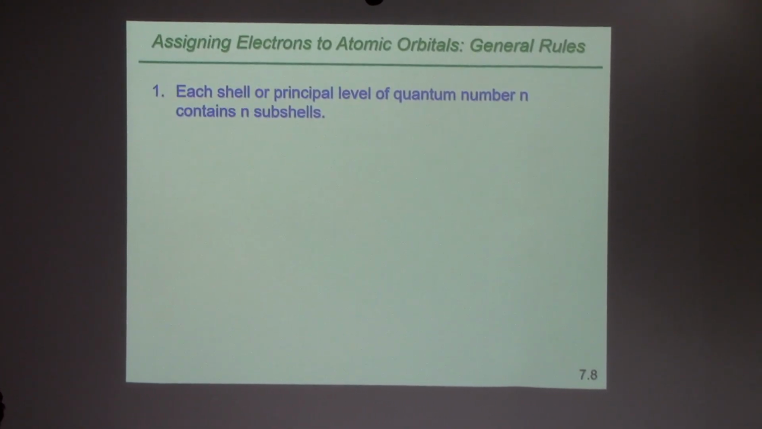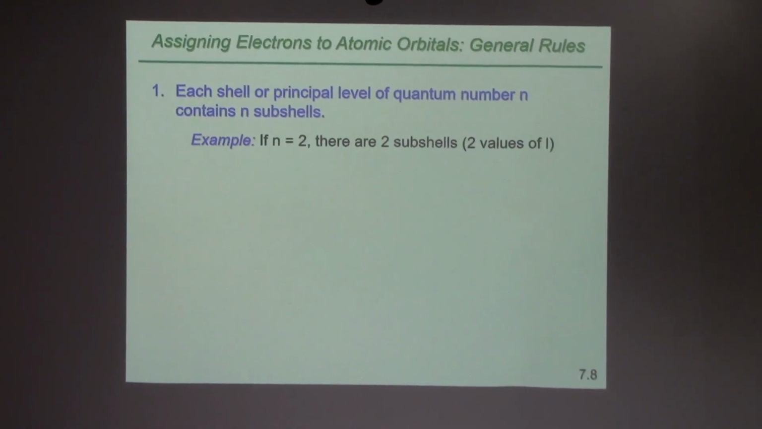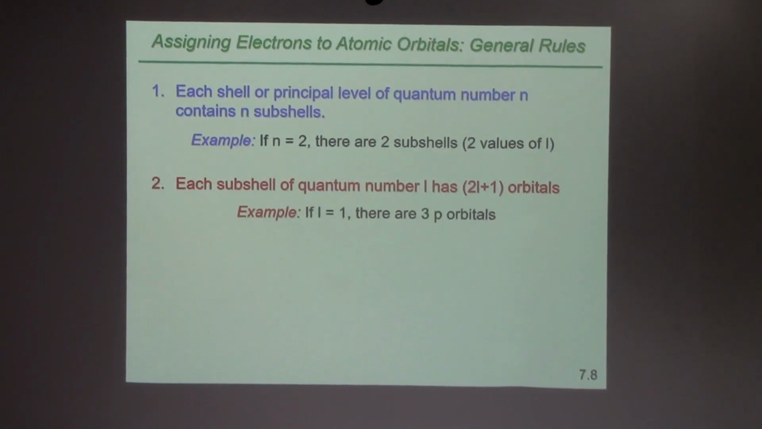So let's take a look at some general rules of assigning electrons to atomic orbitals. Rule number 1, each shell or principal level of quantum number n contains n subshells. So if n equals 2, there are 2 subshells, 2 values of L, right? 0 or 1. Rule number 2, each subshell of quantum number L has 2L plus 1 orbitals. So if L equals 1, there are 3 p orbitals.